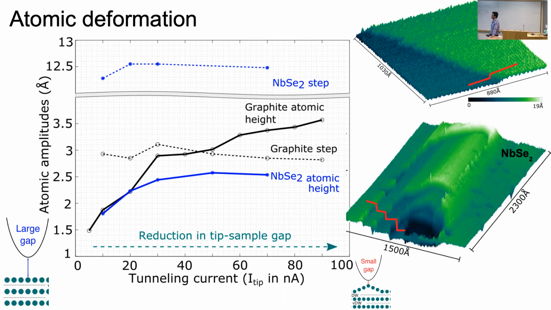Both of these numbers, 12.5 and 3, are the lattice constants of graphite and niobium diselenide. But what is interesting to observe is that the deformation of the atomic heights of niobium diselenide is smaller than that of graphite. And why is that so? We are using the same tip, applying the same amount of deformation, but niobium diselenide gets deformed by a lesser amount. And the answer might lie in the crystal structure.